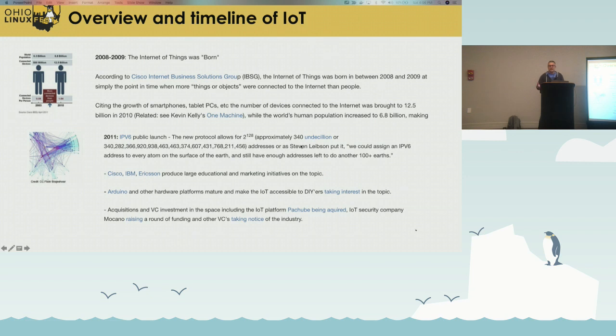I don't even know if I'm saying that right. Any mathematicians know if I'm saying undecillion right? I am? Guy back there's nodding, yep, you got it. Undecillion, 340 undecillion discrete addresses.